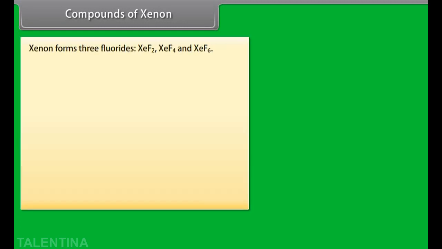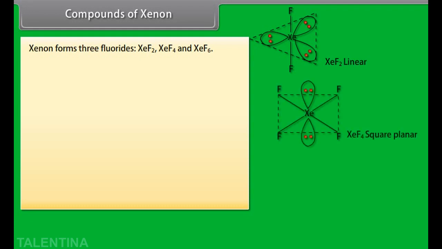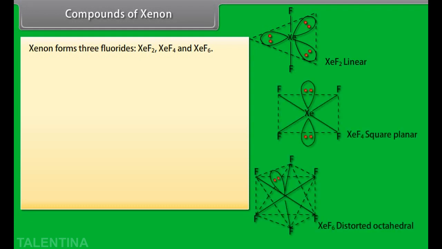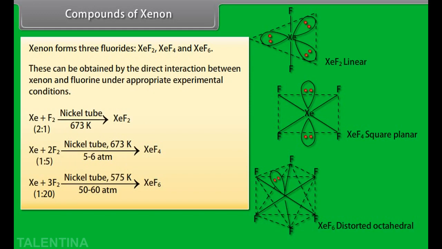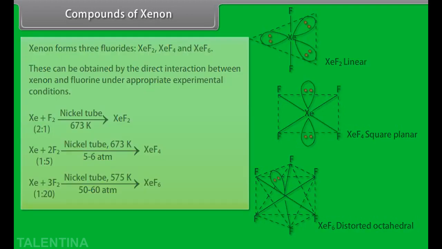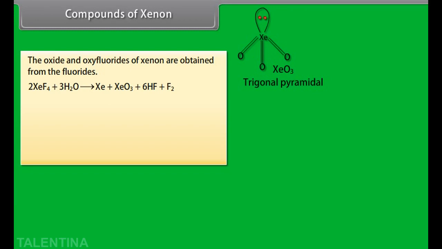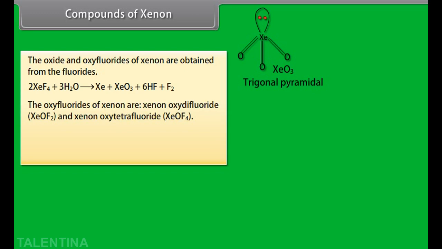Compounds of xenon. Xenon forms three fluorides, XeF2, XeF4 and XeF6. These can be obtained by the direct interaction between xenon and fluorine under appropriate experimental conditions. The oxide and oxyfluorides of xenon are obtained from fluorides. Xenon trioxide can be obtained by the hydrolysis of XeF4. The oxyfluorides of xenon are xenon oxydifluoride, XeOF2, and xenon oxytetrafluoride, XeOF4.